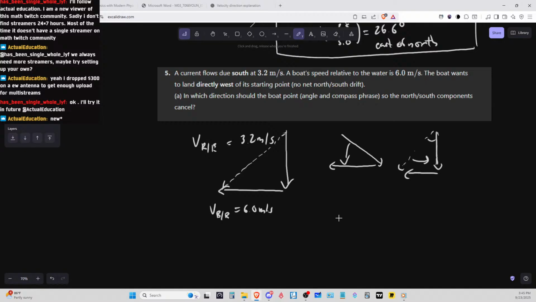Yeah, I dropped 300 on a new antenna to get enough upload for multi-streaming. I live with my parents, so it took me a while to convince my dad to change to fiber optic, because he loves watching TV, and he was worried that if the internet goes, then he won't be able to watch TV, which is what some cable providers do sometimes. Why they do that, I don't know. Maybe I'll have to ask that whenever I'm learning electromagnetism.